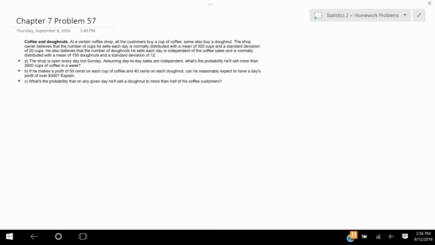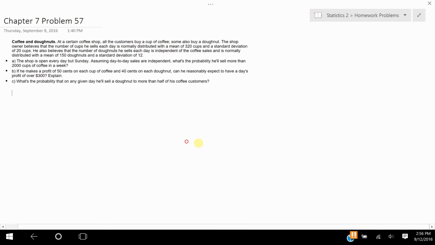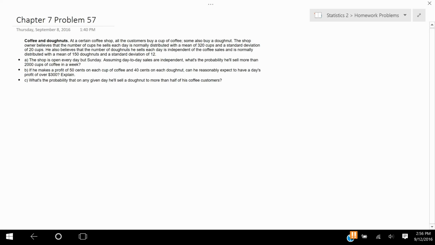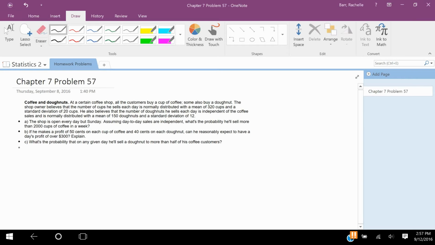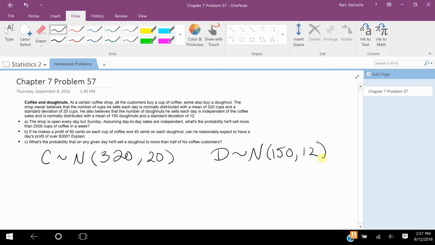I'm going to start writing what I know, even before I have a question. The first thing I notice is that I have two things here. Coffee, which I'm going to call C. It's not bringing up my pen. Okay. Coffee, which I'm going to use the variable C for, is normally distributed with a mean of 320 and a standard deviation of 20. And then I have the second variable, donut, which I'm going to use D for, which is normally distributed with a mean of 150 and a standard deviation of 12. So I'm just summarizing what I know so far.